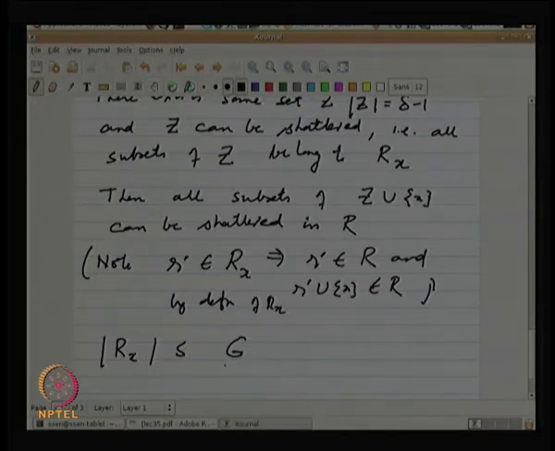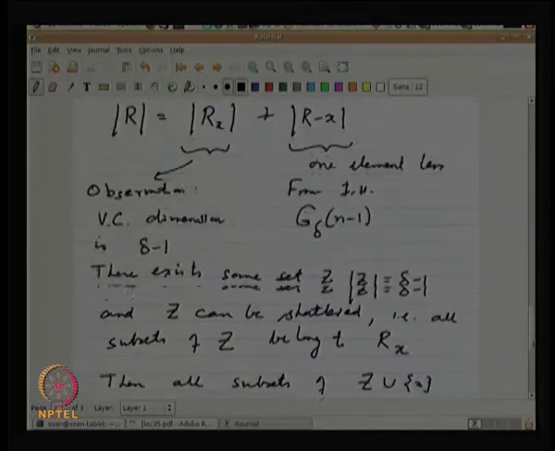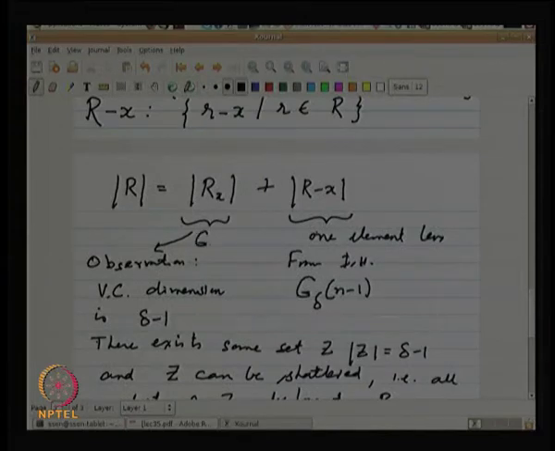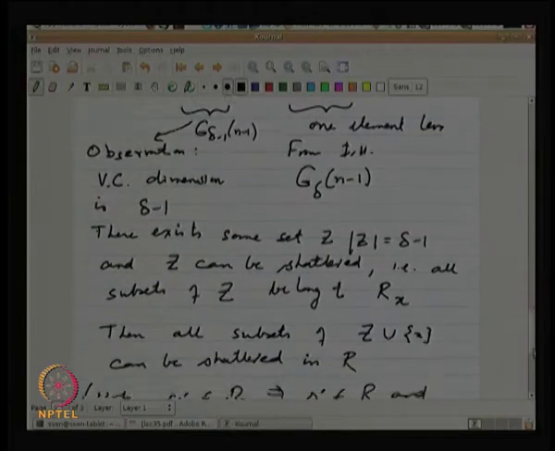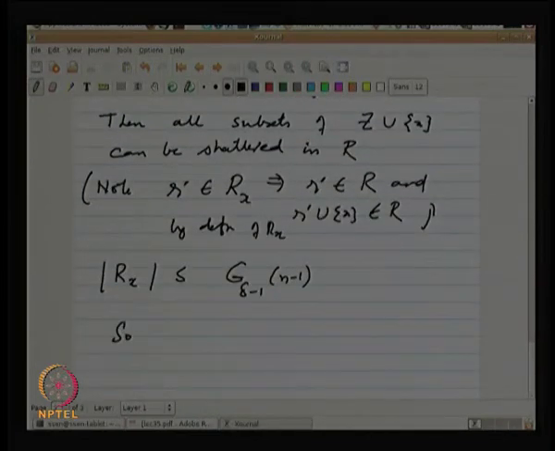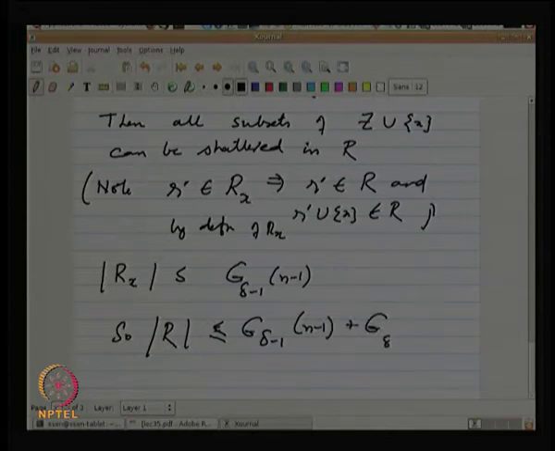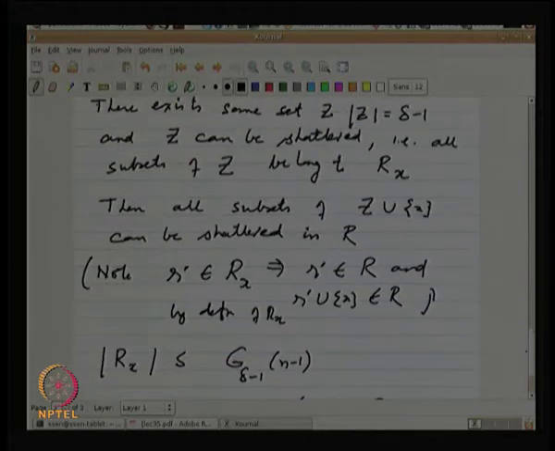It cannot have anything more than delta minus 1. So, the first term is g delta minus 1 n minus 1. The second one is g delta n minus 1. When you add them, the total number of ranges, according to our previous observation, is less than g delta minus 1 n minus 1 plus g delta n minus 1.